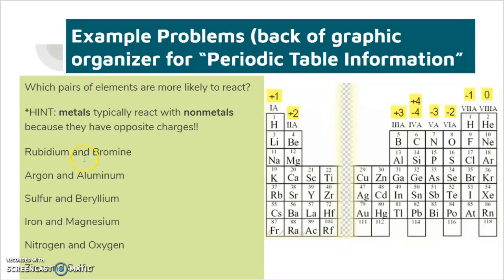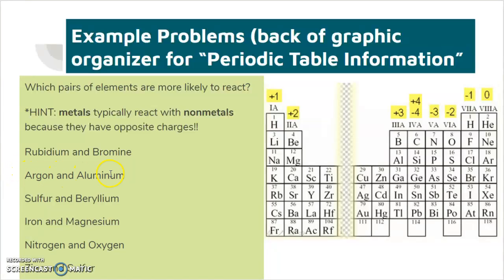Rubidium is to the left on the periodic table, so that would make it a metal. And bromine is to the right on the periodic table, to the right of the staircase, so that would make it a non-metal. So we have metal and non-metal. These are very likely to react. Now let's think about what their charges are. Rubidium has a +1 charge, and bromine has a -1 charge. So they both have opposite charges. They're very likely to bond with one another, so they're very likely to react.